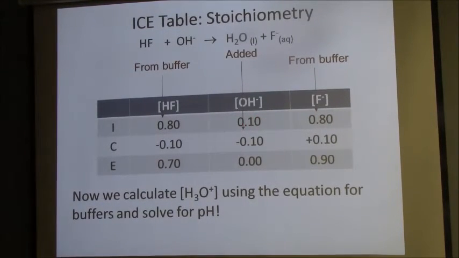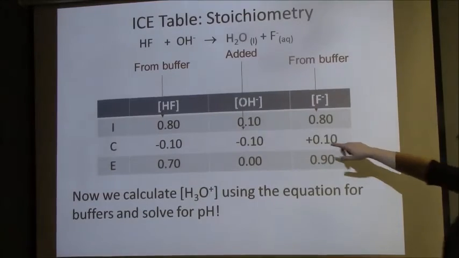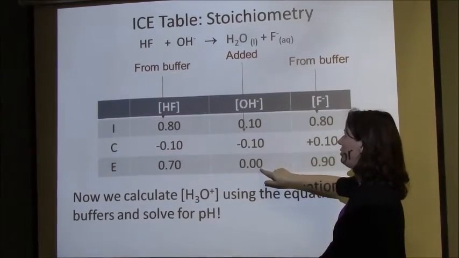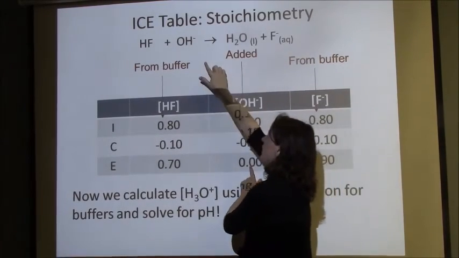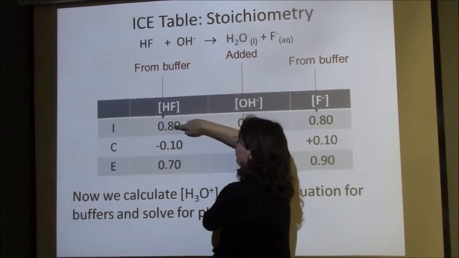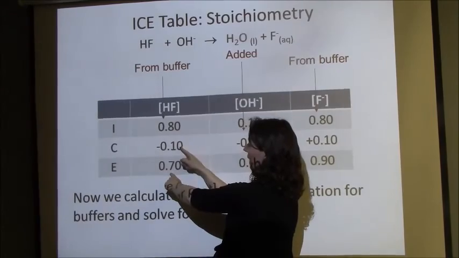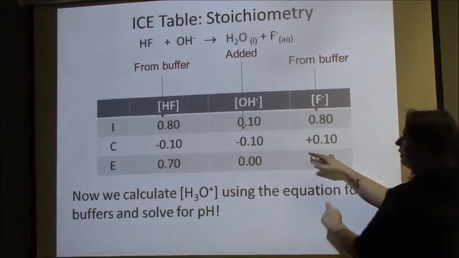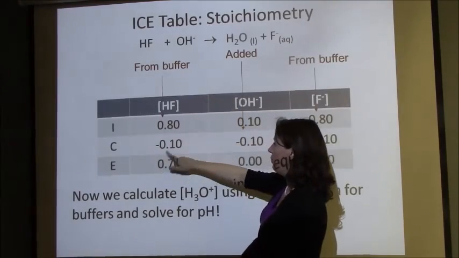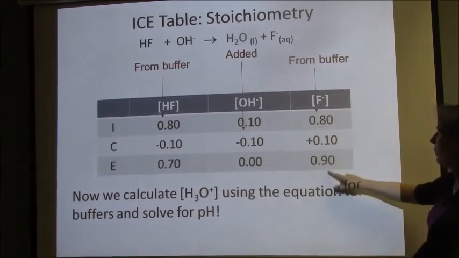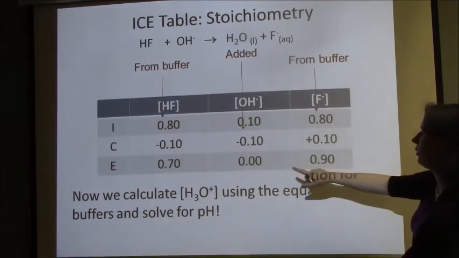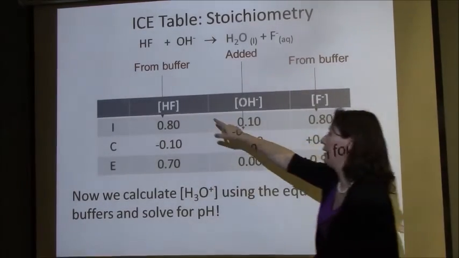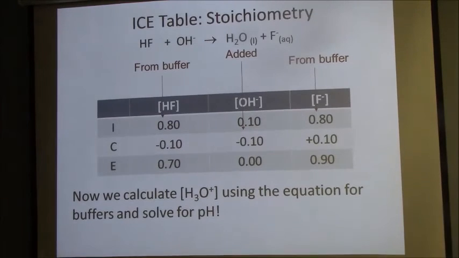We're going to assume that all of the OH minus, all the hydroxide that I add, completely reacts, so it goes all the way down to 0. Because OH is a reactant, that means HF is going to go down by that same amount. And then law of conservation of mass says that if this side goes down by 0.1, this side needs to go up by 0.1. So here are my equilibrium concentrations of fluoride and HF.